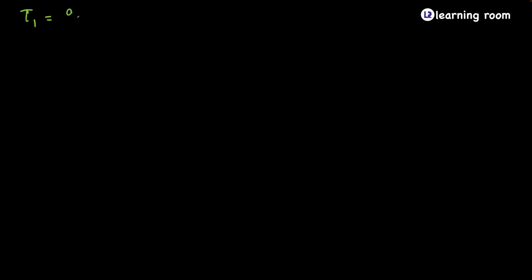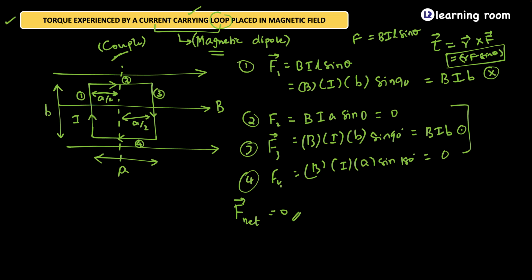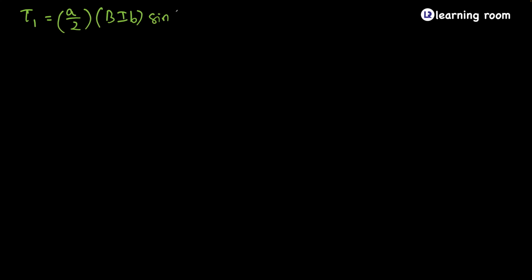So it is going to be A by 2 into, what is the force that you have applied? B into I into small b into sine of, what is the angle between the force and the distance? In this case, the force is into the plane, the distance is along the plane. So they are exactly 90 degrees. So it is going to be sine 90. What will be the answer here? It is going to be B I A b the whole divided by 2 into 1. Makes sense? So again, I wrote it only in terms of magnitude. I didn't write it in terms of direction.